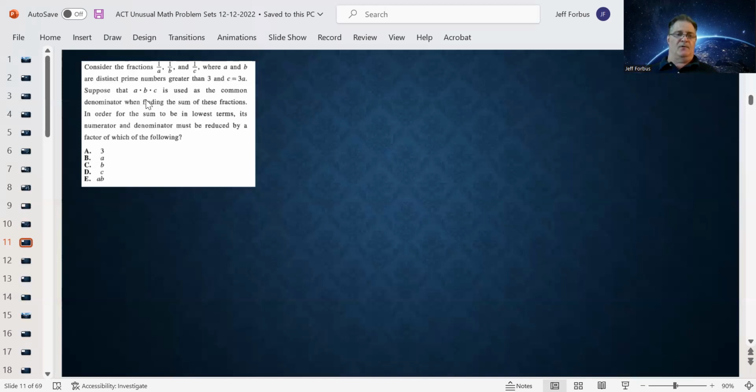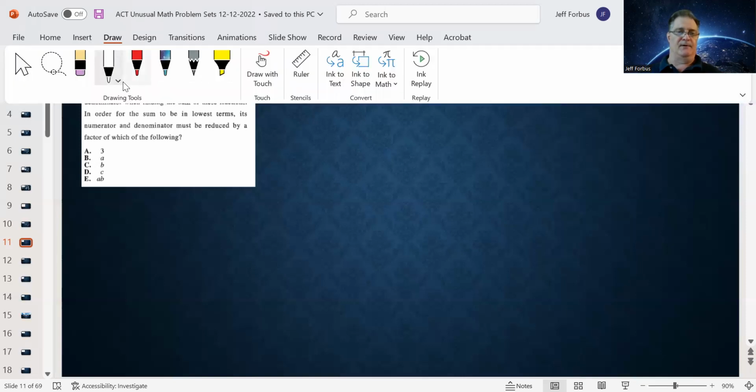Consider the fractions 1 over a, 1 over b, and 1 over c, where a and b are distinct prime numbers greater than 3. All right, let me make sure I got the right color pen up here. I do.